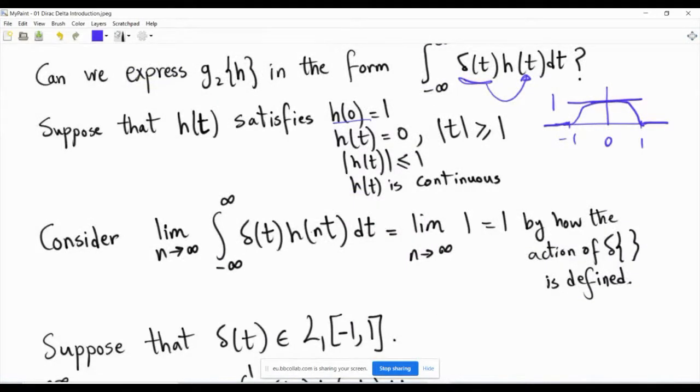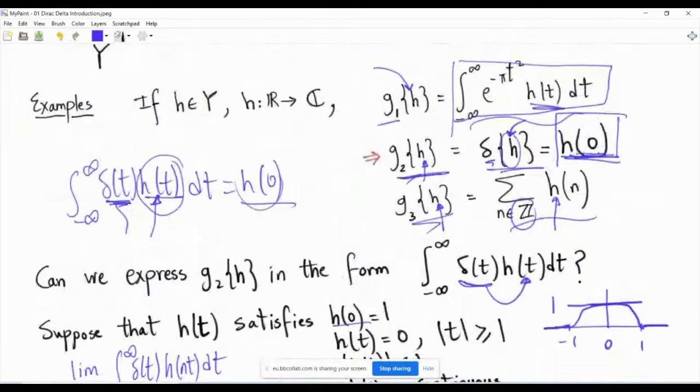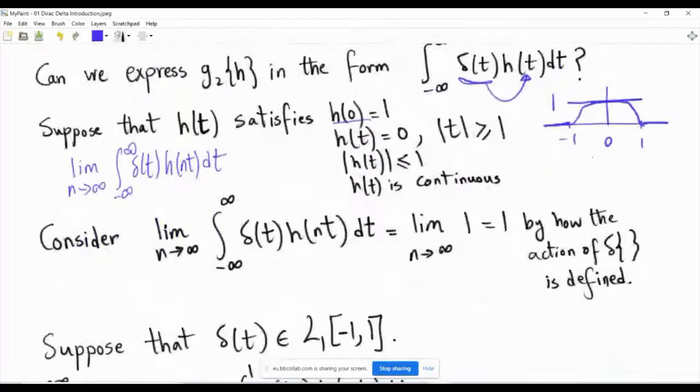Okay, let's basically evaluate two things. So we will evaluate the limit as n tends to infinity of the integral of delta t h of nt dt. Again, delta t now is to be understood as a function. We don't even know whether it exists or not, but we will assume that it exists, and it gives you what seems to be a useful property. It's basically you give it a function, it responds with the value of the function at the origin.